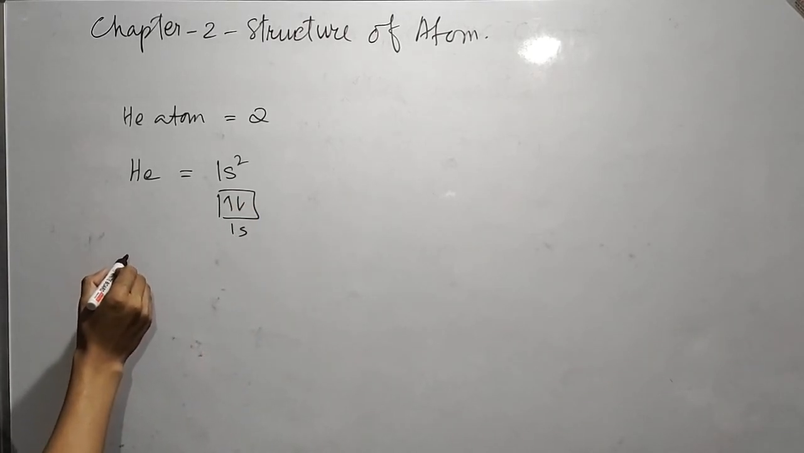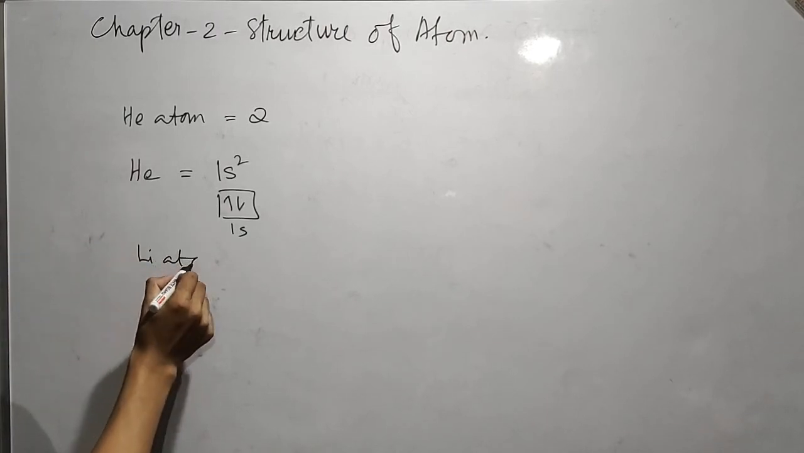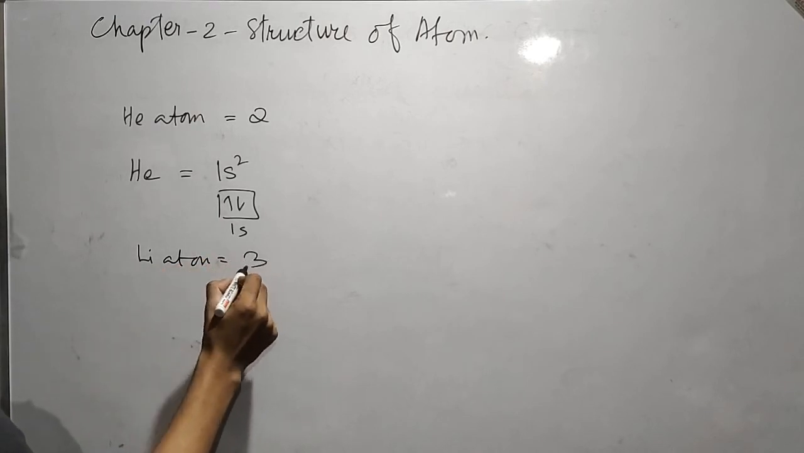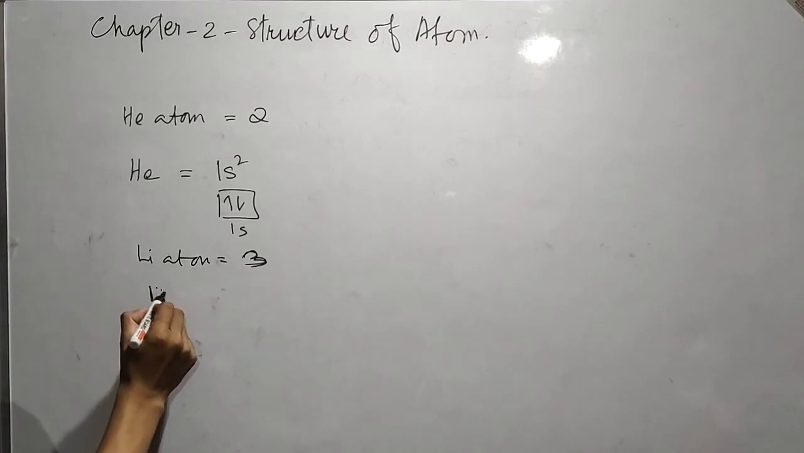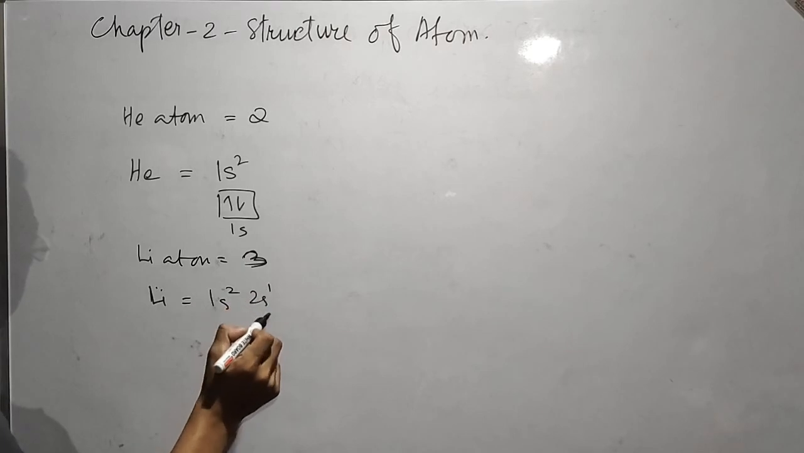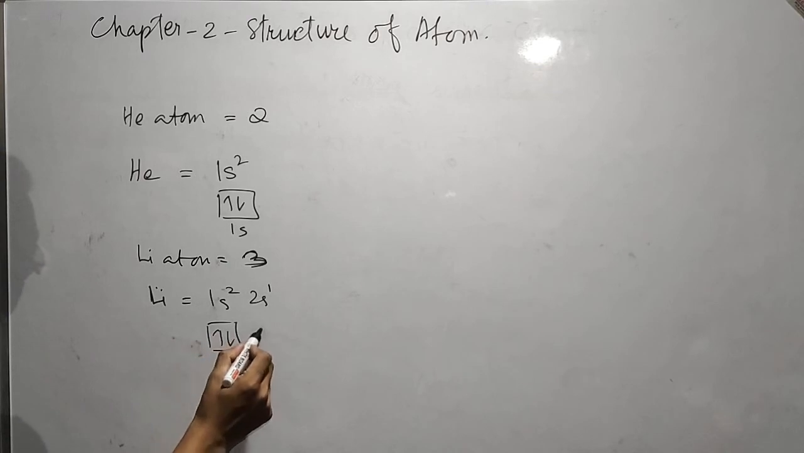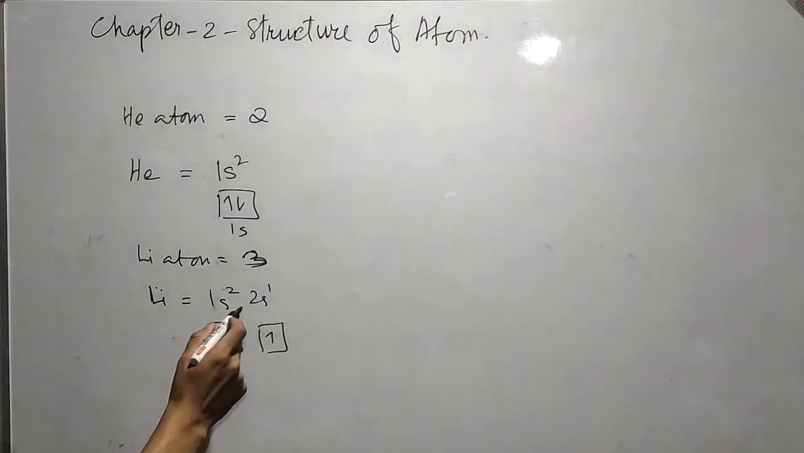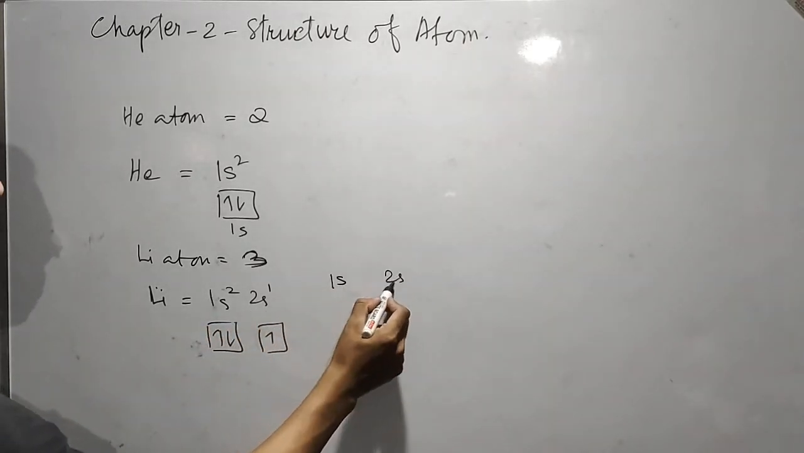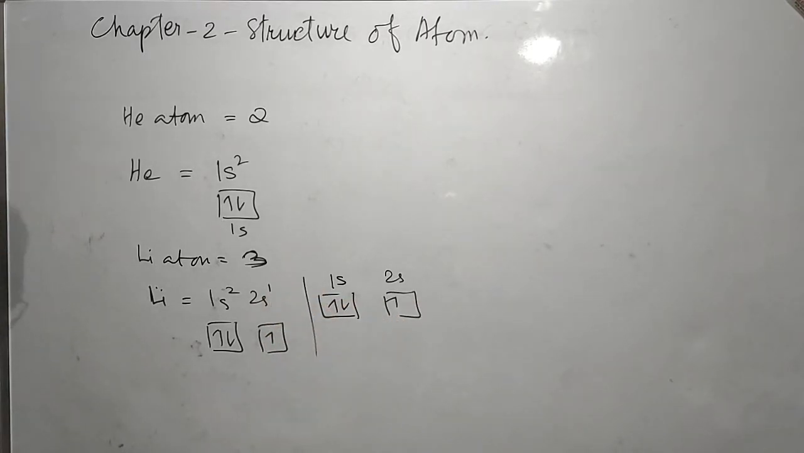Then suppose, say, lithium. The lithium atomic number is 3, therefore the electronic configuration is 1s2, 2s1. So in box notation it will be like this, and you have to mention 1s and 2s. This is for box notation, so you have to represent it like this for lithium.